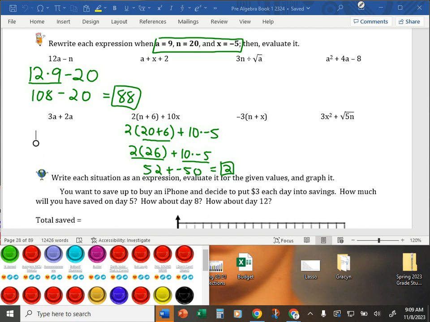3x squared plus the root of 5n. Give it a shot. I will give you a little bit of a hint or a reminder. Since x is negative, you need to make sure that you include the negative sign in the squaring, right? So it's negative 5 times negative 5. Negative 5 times itself. So that's how it looks written out. Okay? And again, when you do the squaring, if you're using a calculator, make sure that you are including the negative sign with the squaring. It's negative 5 times negative 5.